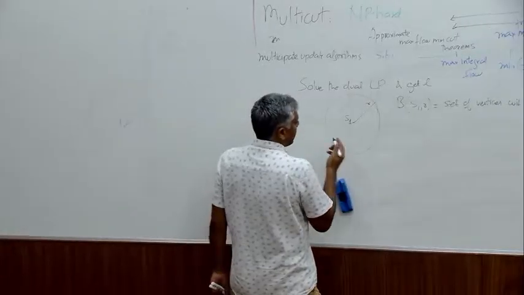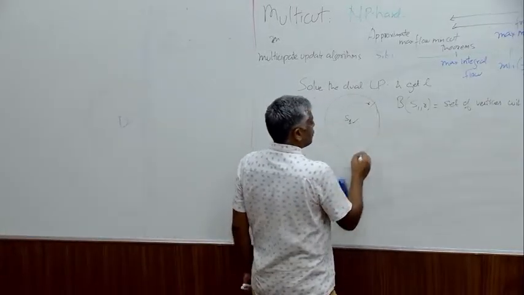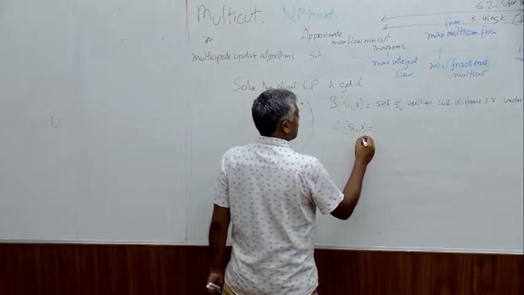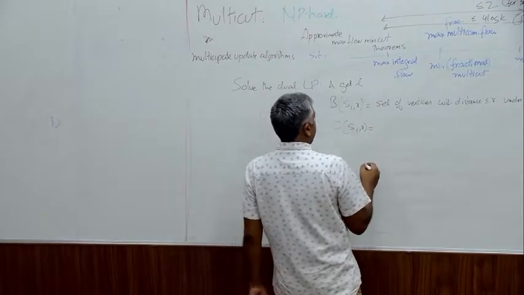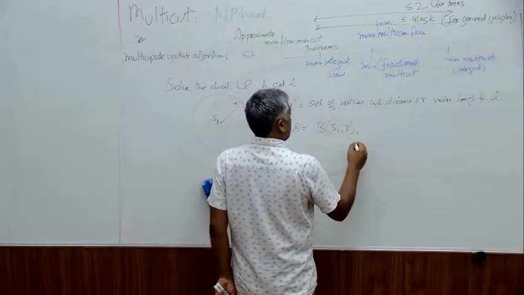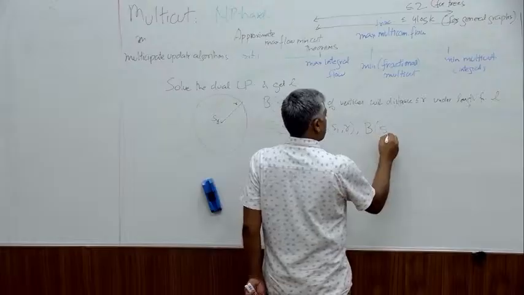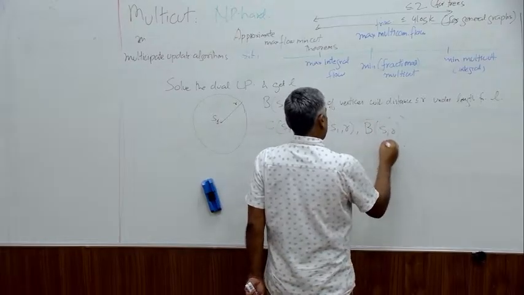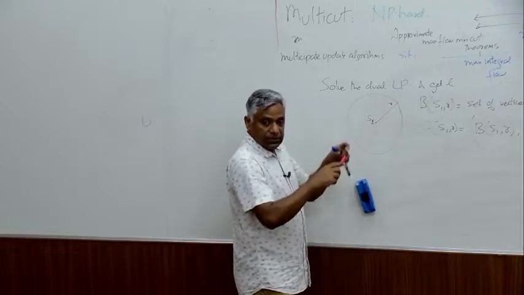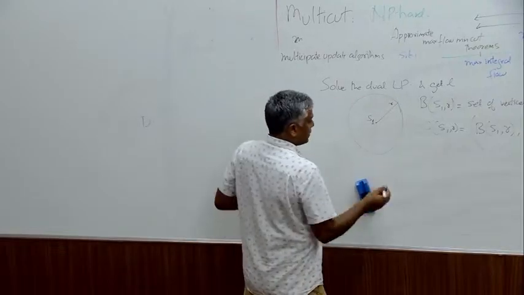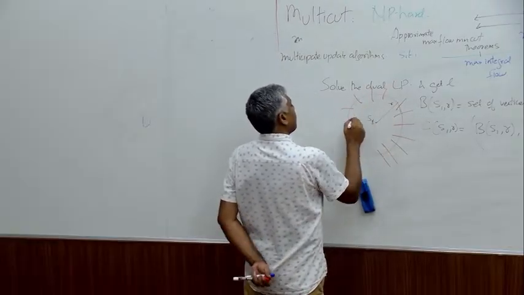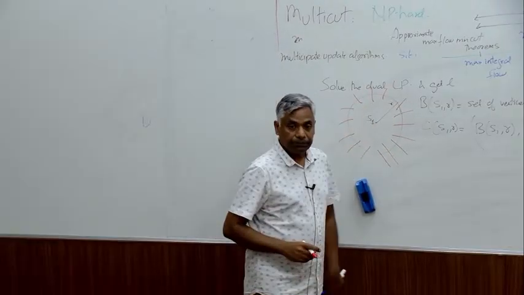Then we'll also talk of the cut associated with this. So C(S1, r) equals (B(S1, r), B(S1, r) complement). What is the same? Basically this set of vertices and the remainder. And so the cut is basically all the edges that are going out. Okay? This is the cut.